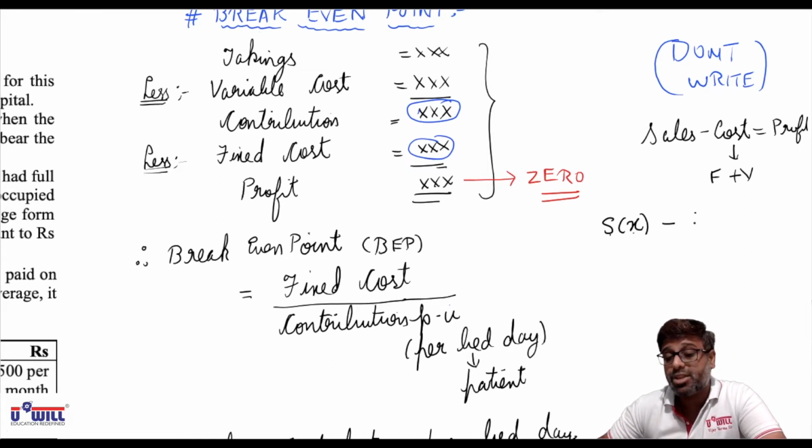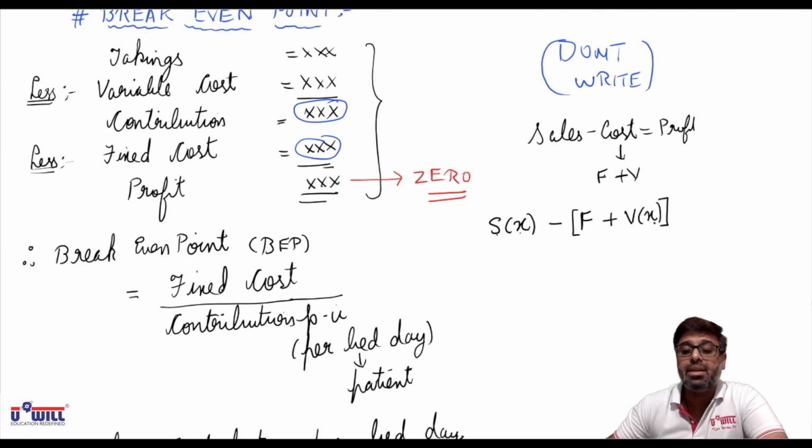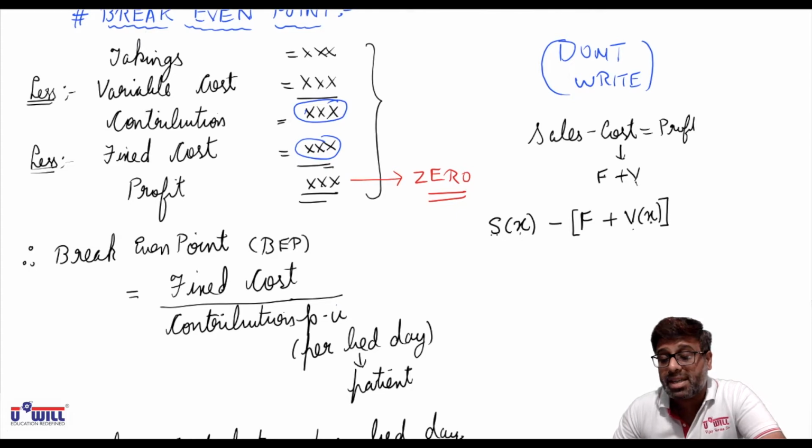What is fixed cost? Simply F. Fixed cost does not depend on number of units. Further, what is variable cost? Variable cost varies from unit to unit, so it also depends on X, number of units. Variable cost is just like sales revenue: variable cost per unit into number of units X.